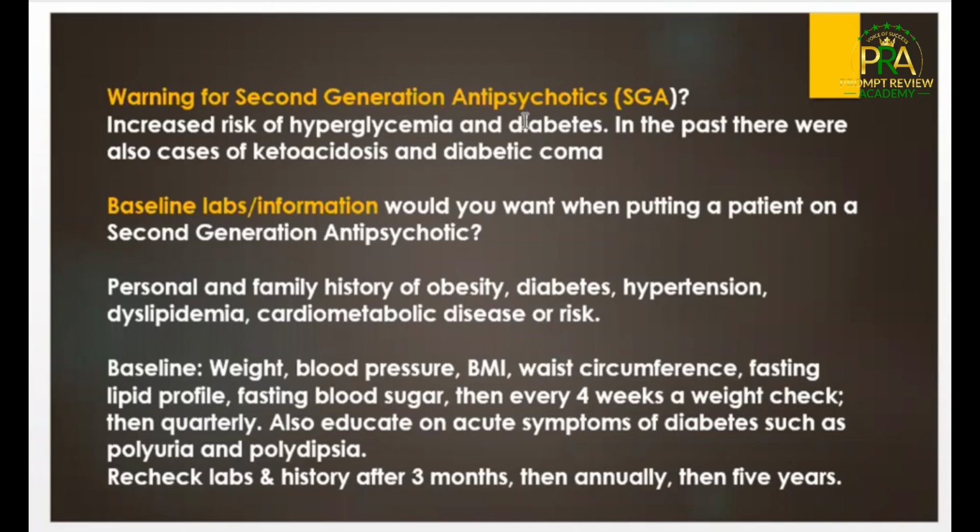So what is the baseline lab, or what do you need to ask the patient? For personal and family history, you need to ask them, do they have a history of obesity, diabetes, hypertension? So whatever you are asking is based on what? Diabetes and hyperglycemia, okay? And you need to get the baseline weight, blood sugar, BMI, waist circumference.